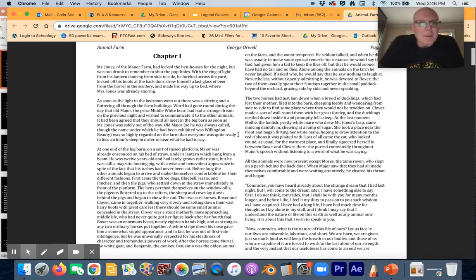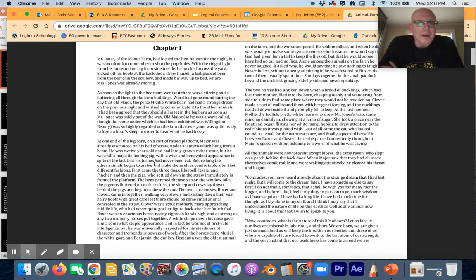As soon as the light in the bedroom went out, there was a stirring and a fluttering all through the farm buildings. Word had gotten round during the day that old Major, the prize middle white boar, had had a strange dream on the previous night and wished to communicate it to the other animals. It had been agreed that they should all meet in the big barn as soon as Mr. Jones was safely out of the way. Old Major, so he was always called, though the name under which he had been exhibited was Willingdon Beauty, so he's a show pig, for anyone who's ever worked on a farm, was so highly regarded on the farm that everyone was quite ready to lose an hour's sleep in order to hear what he had to say.